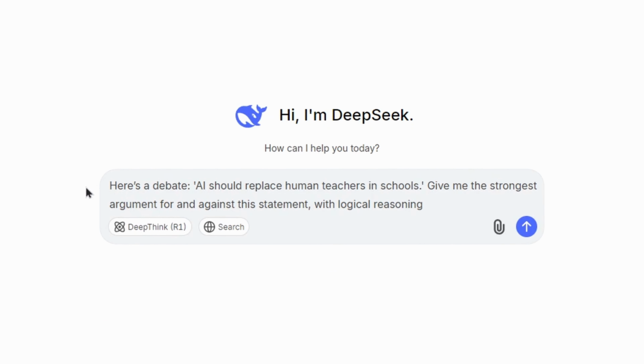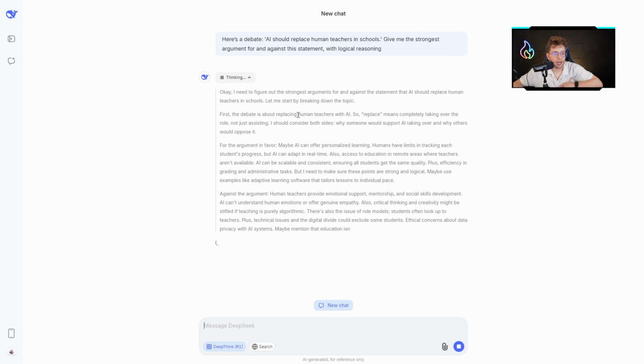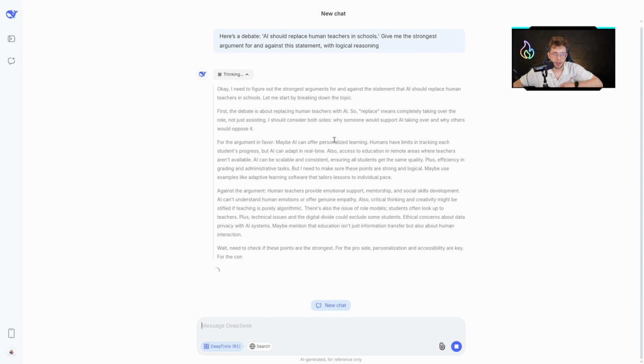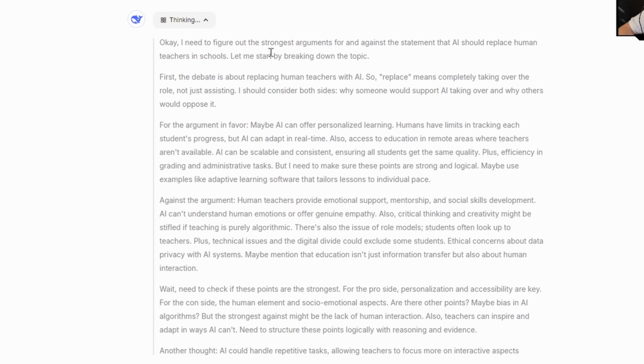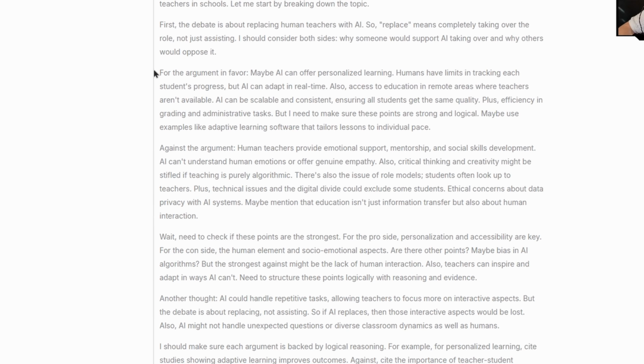So we've got the first prompt. Here is a debate: AI should replace human teachers in schools. Give me the strongest argument for and against the statement with logical reasoning. Remember, we need to enable DeepSeek R1 here and we can run it. When we run DeepSeek R1, it seems like it thinks like a human. Okay, I need to figure out the strongest arguments for and against the statement that AI should replace human teachers. First, for the argument in favor, against the argument.